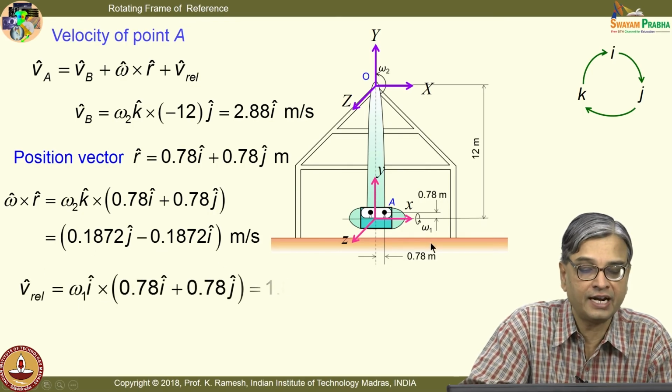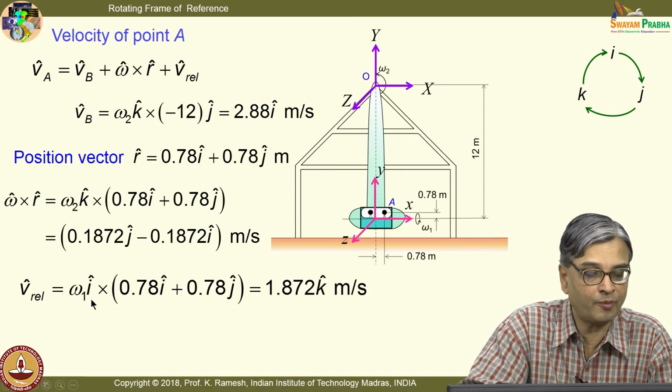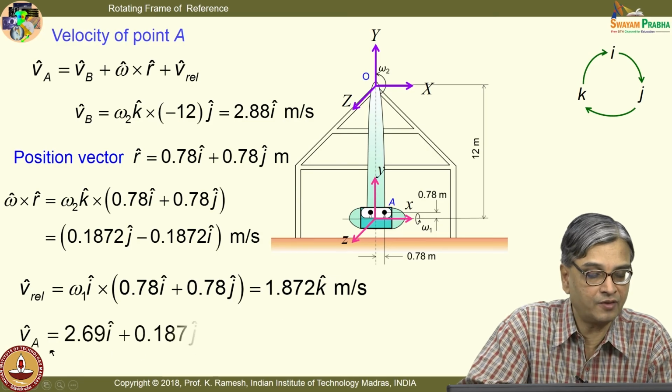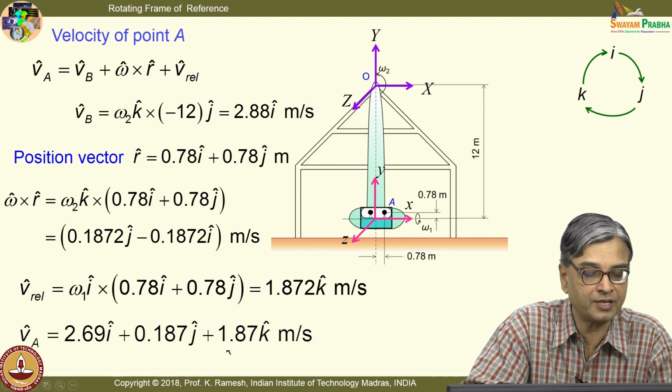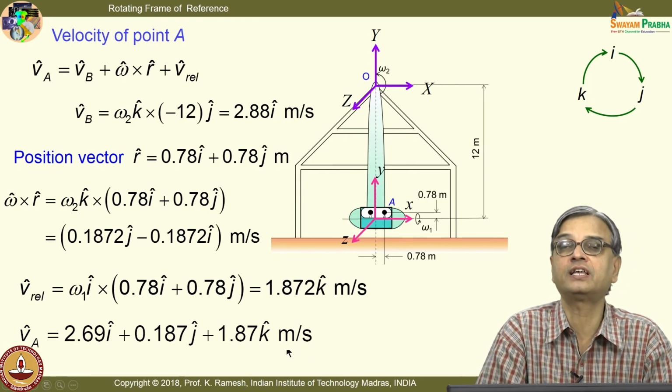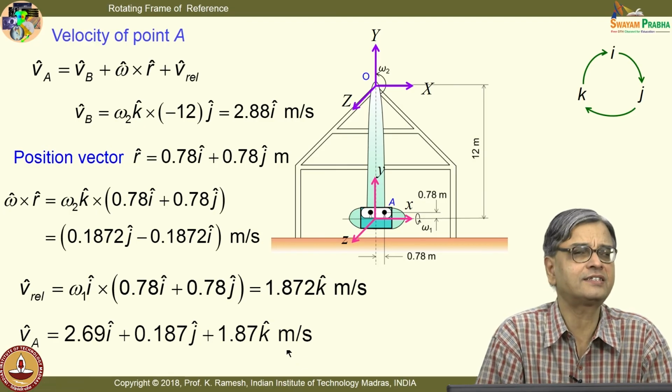And V rel, it is rotating with angular velocity omega 1. So, I get omega cross r, that is 1.872 meters per second. And then I get velocity of A is 2.69 I plus 0.19 J plus 1.8 k meters per second. So, finding out the absolute velocity is straightforward.